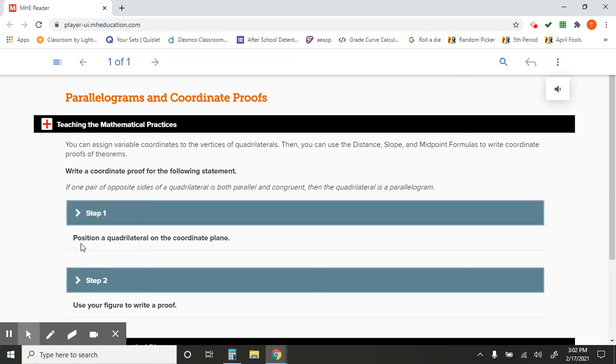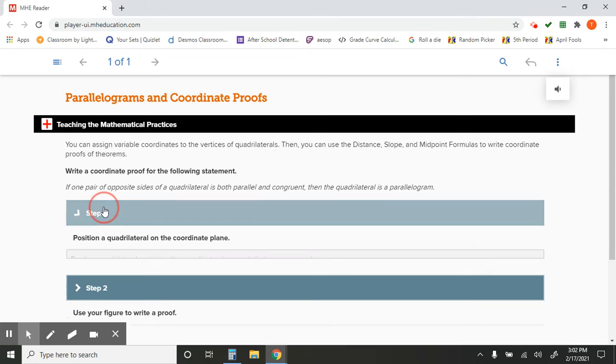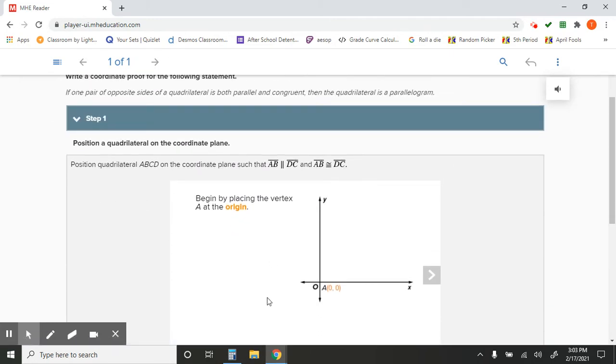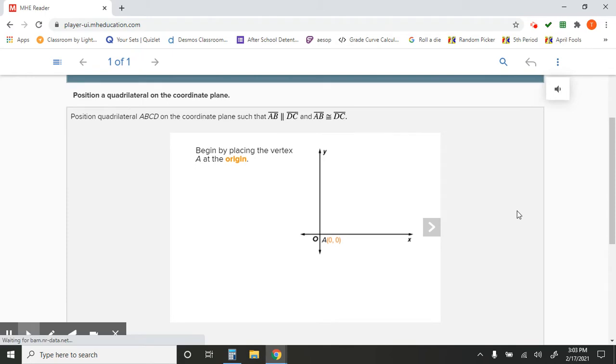So the first thing we're going to do is position this hypothetical quadrilateral on the coordinate plane. And we're going to use the origin as one of our points. That's the easiest point to use, so we want to make sure that we put that in there. We're going to call this quadrilateral ABCD, and we're going to position it in such a way that segment AB is parallel to segment DC, and segment AB is congruent to segment CD.